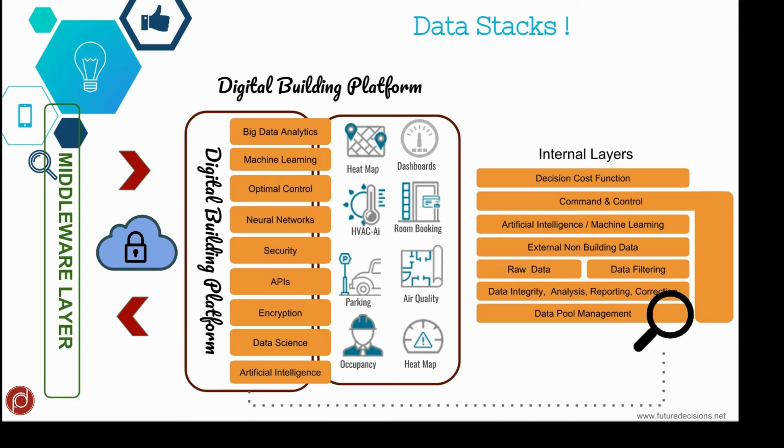So what you can see on the right are the internal layers, and we can just run through those quickly. At the bottom, there's the data pool management, and that's really just dealing with the huge amounts of time series data you get from buildings. That's just managing the data flow, making sure that if anything happens, it'll stay robustly connected, keeping the security and so on.